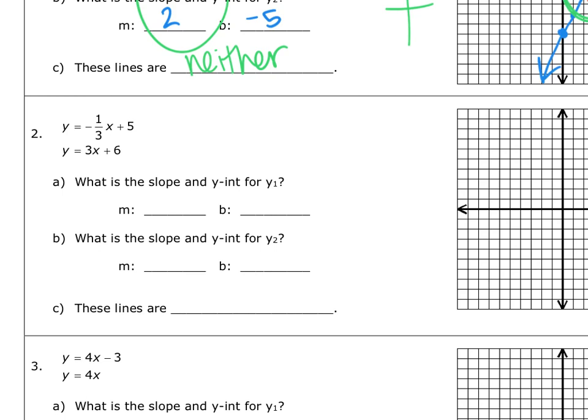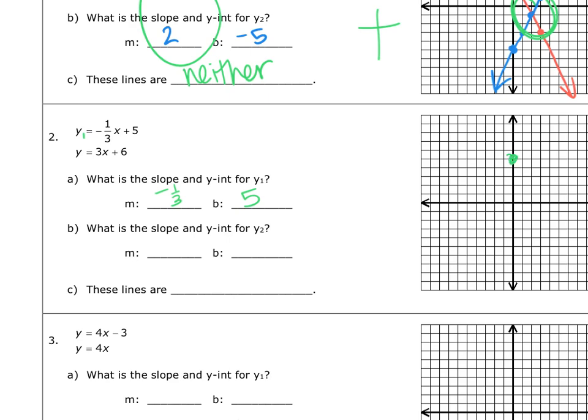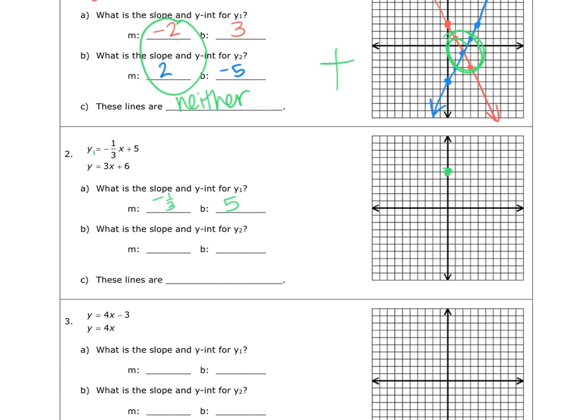Problem 2, the slope and y-intercept for y1 is -1/3 and the b value is 5. So to graph this, I go up to 5 and I go down 1, right 3, down 1, right 3, a few times. Then for y2, my m is 3 and b is 6. So I start at 6 and I go up 3, right 1. I can also go down 3 and left 1.